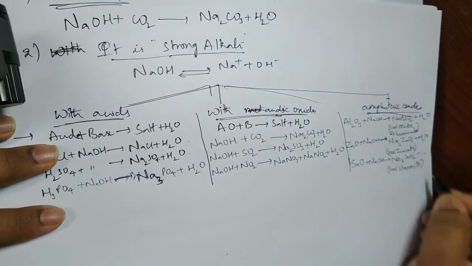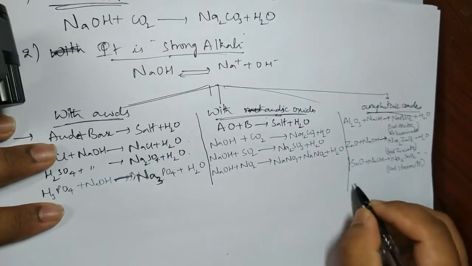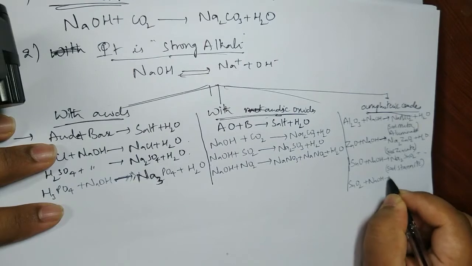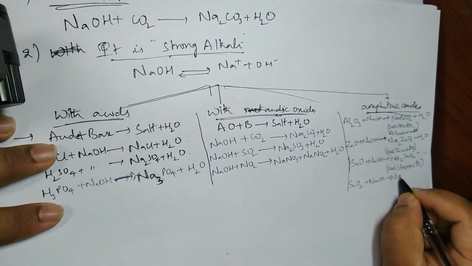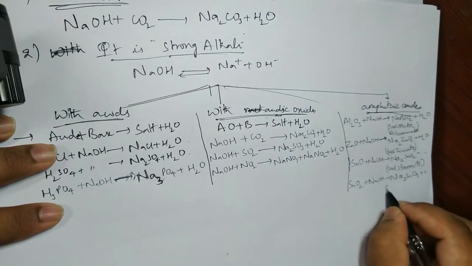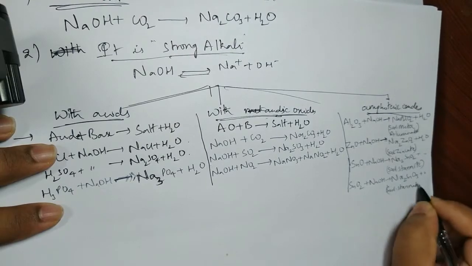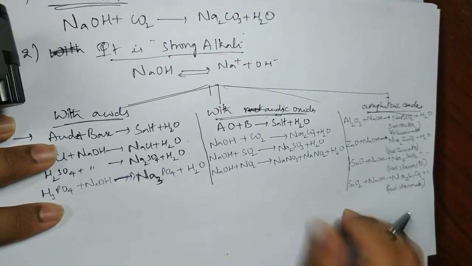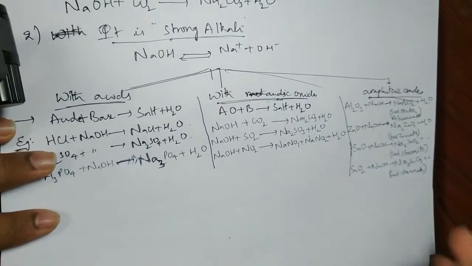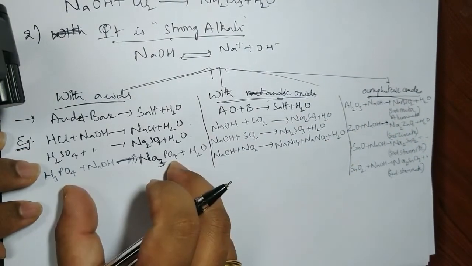If I want to make sodium stannate, like zincate, then I should use SnO2 plus NaOH. This will form sodium stannate, that is Na2SnO3 plus water as usual, sodium stannate. Similarly with lead also, PbO and PbO2. PbO will give plumbite, PbO2 gives plumbate. So these are the amphoteric oxides, acidic oxides and acids.